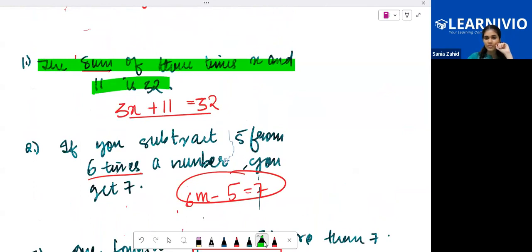What do you mean by 3 times x? 3x. It is written sum of 3 times x, so 3x plus 11 is 32. That is how you form the equation. Okay, I'm erasing the solution for the second one. Both of you solve and tell me.